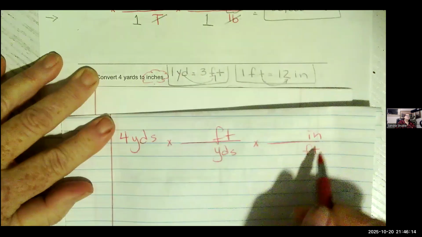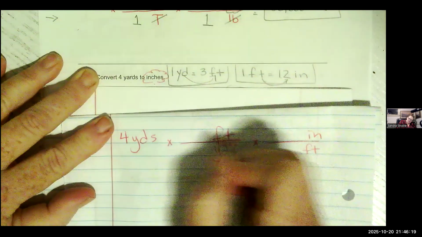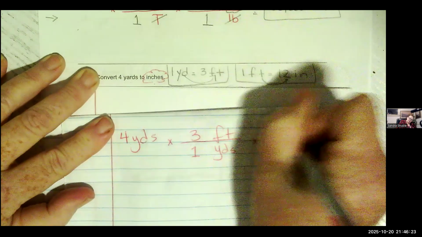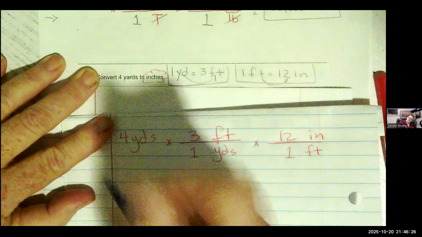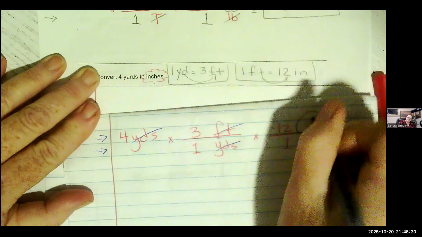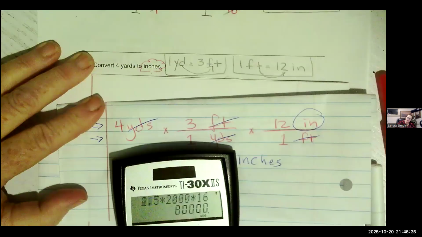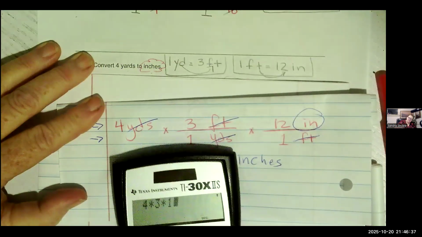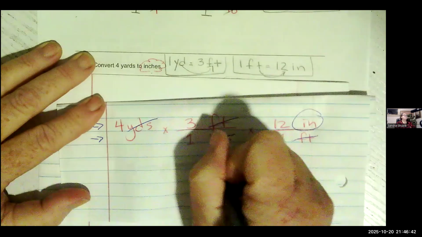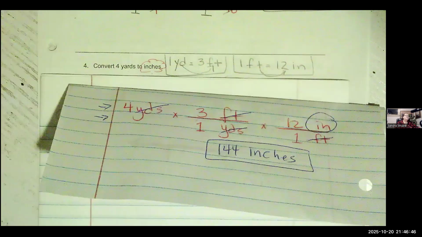So once I get these set up, I can just plug in 1 yard, 3 feet, 1 foot, 12 inches. Multiplying straight across. Yards are gone, feet are gone, we're left with inches. Just need our calculators. 4 times 3 times 12. These have all been over 1, which makes our lives easier. Not always going to be the case. All right. Next, we're going to do number 5, and I'm going to leave this sitting here for you.